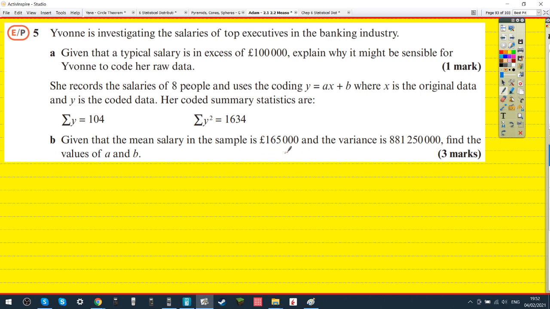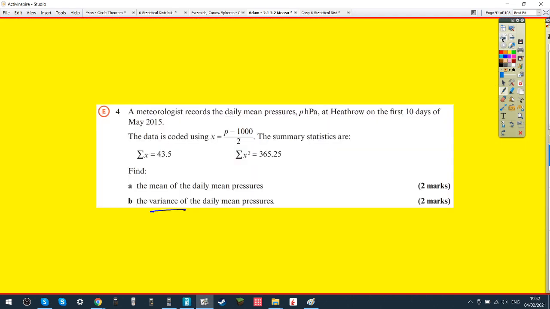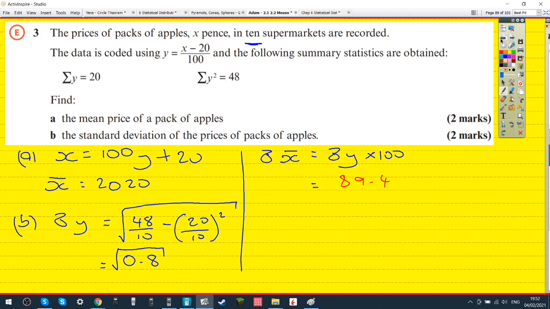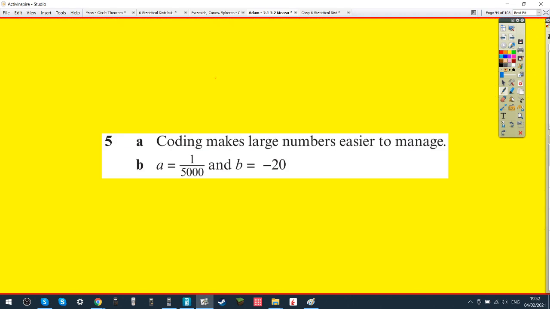It's like they gave you the answer and you have to go get the question. So it would be like this one. If they gave you 2020 and 89.4, or I think it's like 2020 and 0.8, you would have to figure out that this is minus 20 and this is over 100. Okay. And so, but which one's the answer?